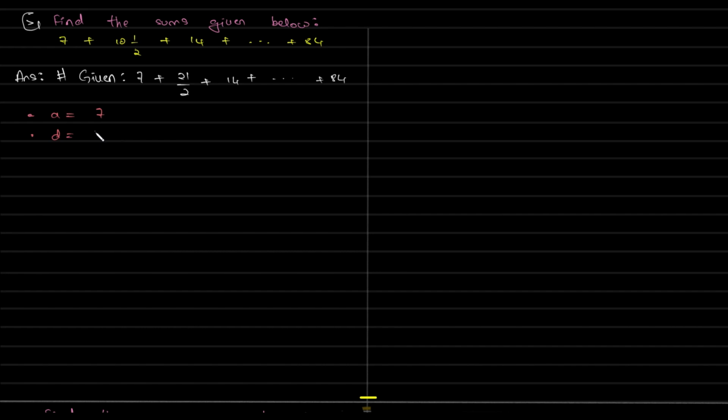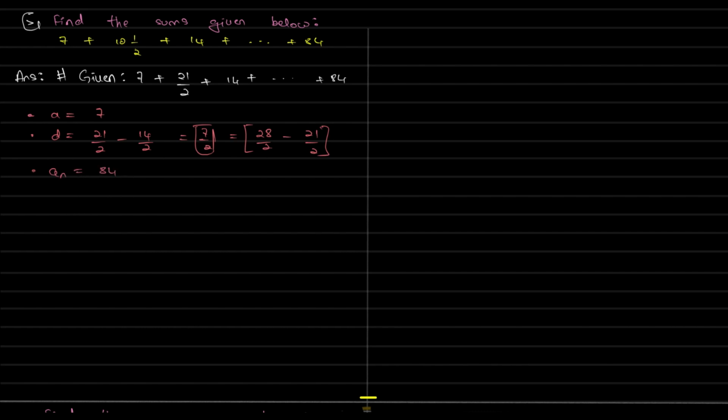Common difference is 21 by 2 minus 14 by 2. I'm writing 7 as 14 by 2 because the LCM is obvious. So 7 by 2. And to verify, 28 by 2 minus 21 by 2. Again, don't rely on your previous answer and assume it is correct. If d is wrong, then the entire thing will go wrong, so it's better to be safe. And we have an, the last term, is 84.